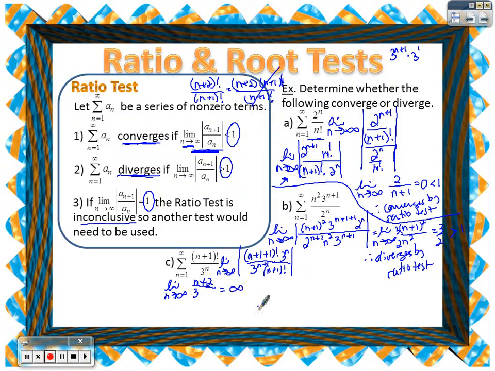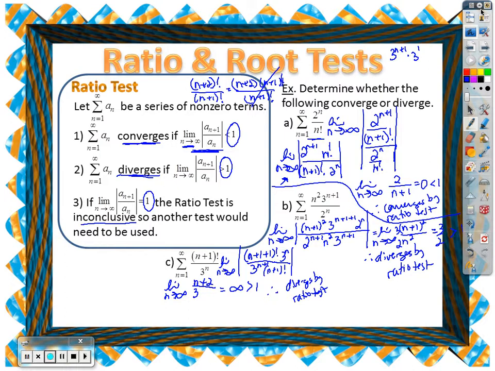And it's okay, nowhere does it say that it can't be infinity. It just says it needs to be bigger or smaller than 1. And infinity is certainly larger than 1, so therefore this one diverges by the ratio test. Okay, how's that? We okay? Alright, let's take a look at our very last one, the root test. Everybody okay.